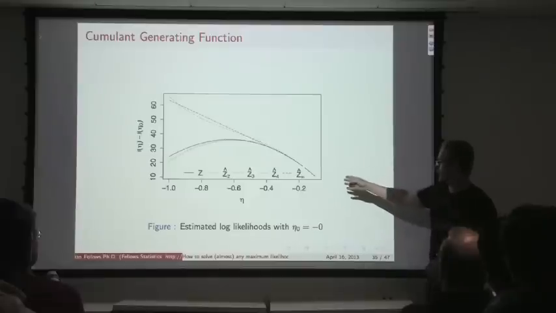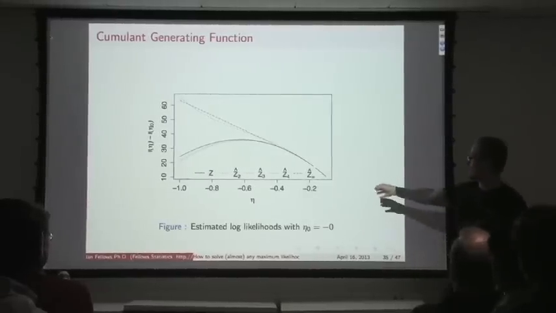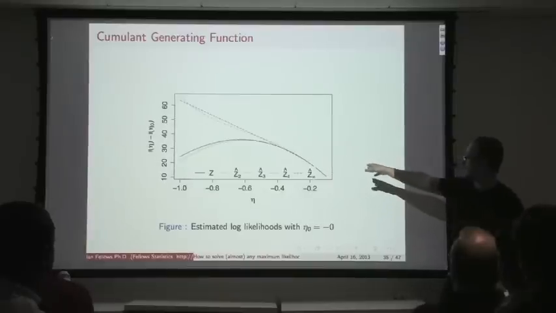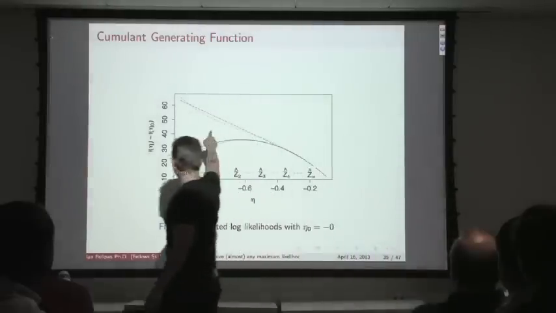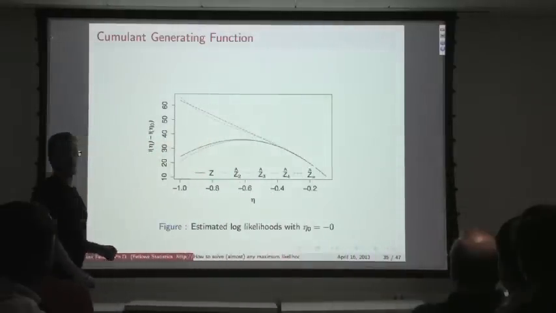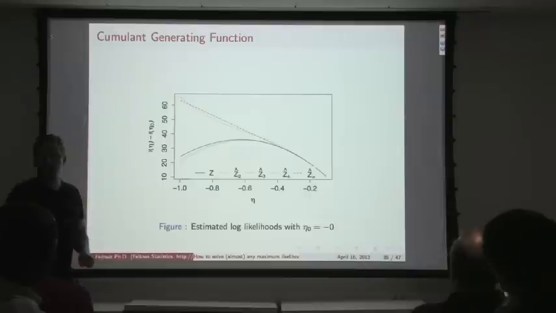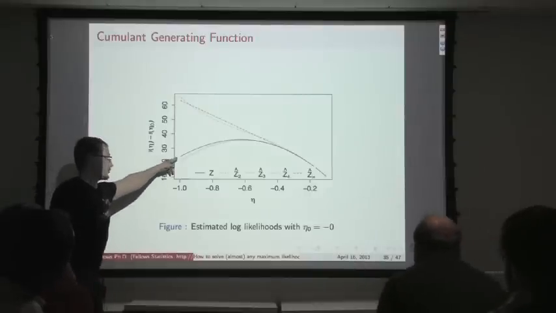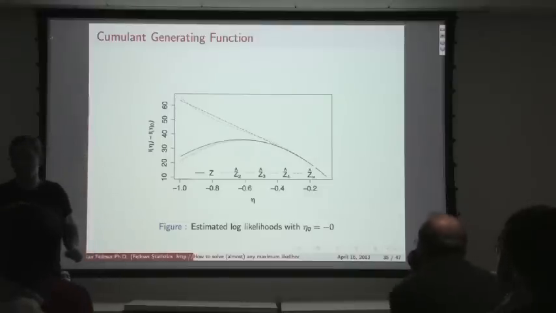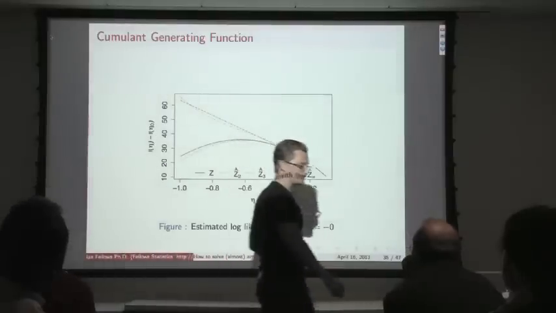When we get farther away from the true eta value, so we're drawing from eta naught equals 0, the simple method diverges quite poorly, and so does the fourth order version. The log normal and third order method get pretty close to our true ground truth curve of the log likelihood.